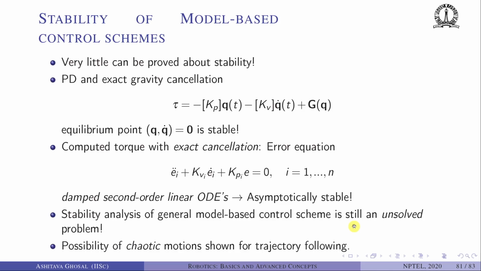It turns out that such systems can exhibit chaotic motions. There are results which show that model-based control schemes, where the mass matrix and the Coriolis term or the gravity term is not known exactly, can exhibit chaotic motions. So that is clearly not asymptotic stability.